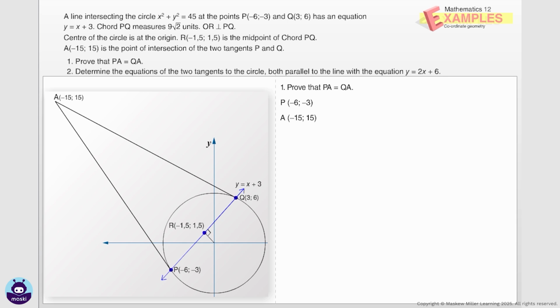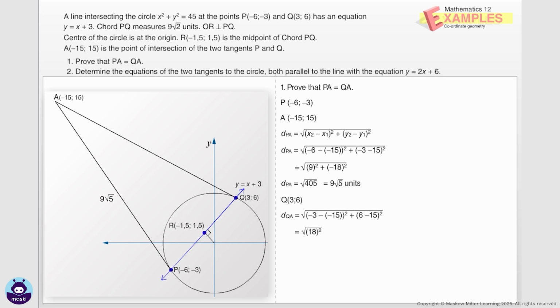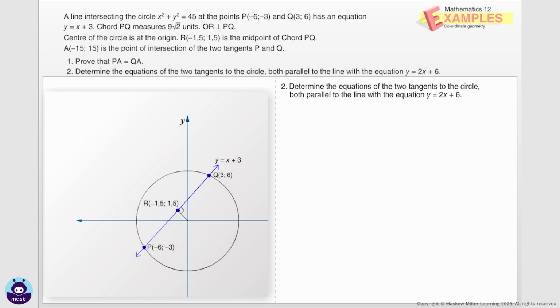Let us determine the length of the tangents PA and QA using the distance formula. dPA = √405 = 9√5 units. Similarly, we can determine the length of tangent QA. dQA = √405 = 9√5 units. Hence we say that PA is equal to QA. Let us draw a rough sketch.